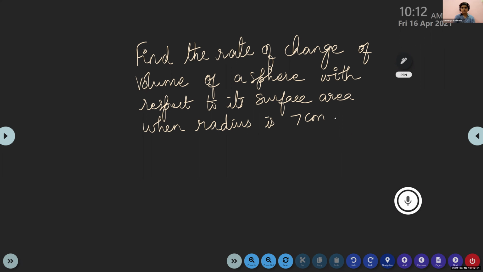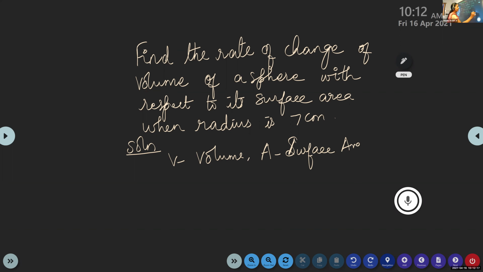Listen, children. Rate of change. Here, let's use the notations. Let V denote the volume, A denote the surface area, and R be the radius. What we have to find? First, you tell me, children, what we have to find here.